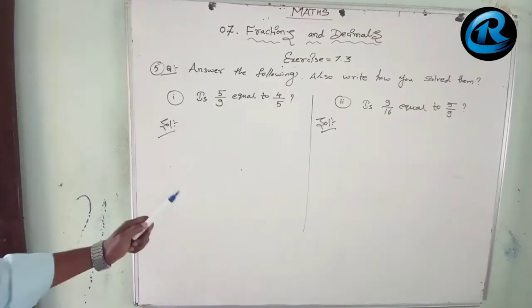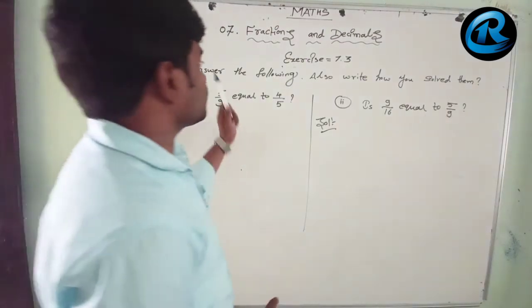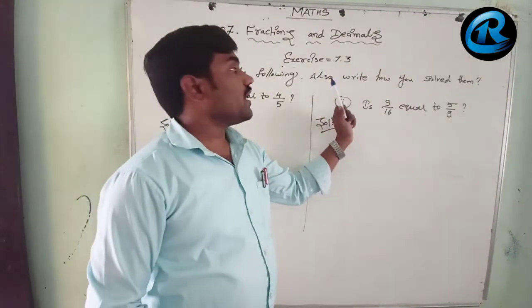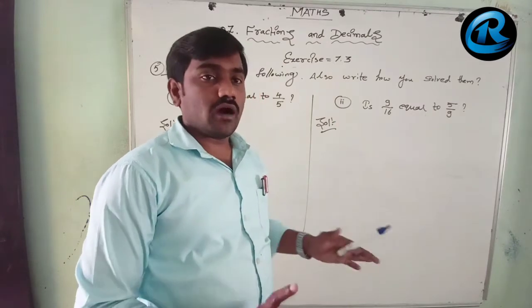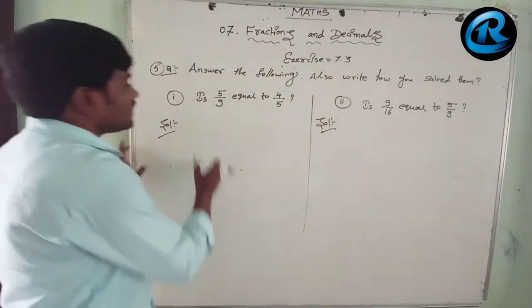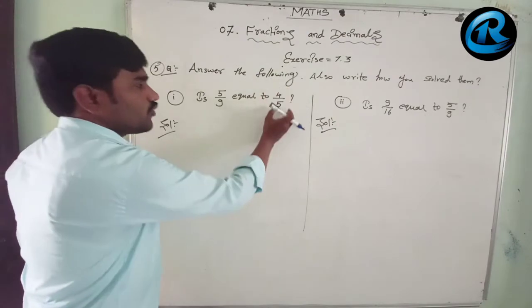Now we go for the fifth question. Here the fifth question: answer the following and also write how you solve them. See that the question is: is 5 by 9 equal to 4 by 5?